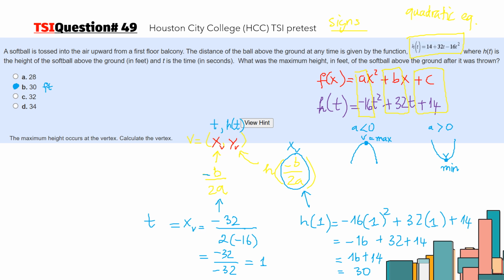Basically, when we're reading the question to solve this problem, we only need some keywords here. It is the maximum height, in feet. So what is the maximum height? They're asking for h of t. After how many seconds will the ball reach the top? It's after 1 second right here.